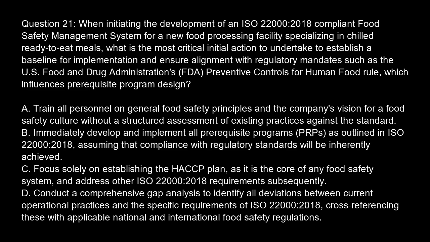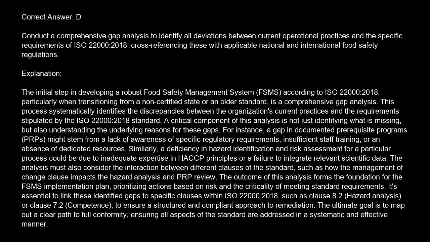Option D, conduct a comprehensive gap analysis to identify all deviations between current operational practices and the specific requirements of ISO 22000-2018, cross-referencing these with applicable national and international food safety regulations. The correct answer is D. Conduct a comprehensive gap analysis to identify all deviations between current operational practices and the specific requirements of ISO 22000-2018, cross-referencing these with applicable national and international food safety regulations.